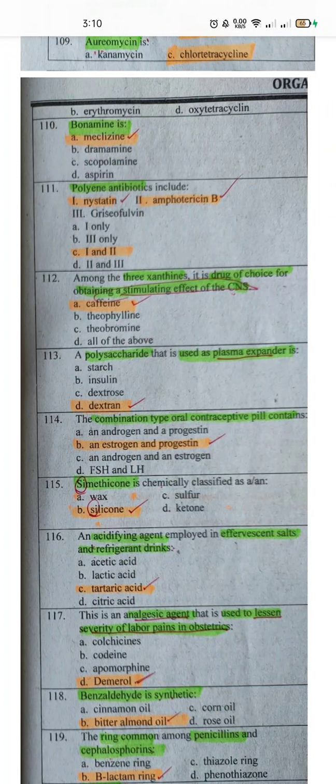However, caffeine is the drug of choice. So, caffeine is the drug of choice for stimulating effect of the CNS. Number 113. Your theobromine here has a little CNS activity.